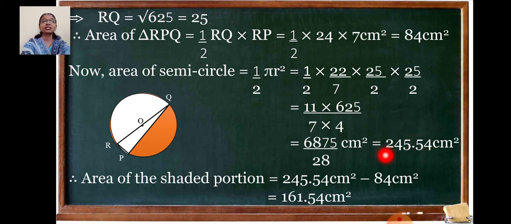Now let us perform the subtraction to get the required shaded region's area. From this semicircular area, we'll subtract the area of the triangle. So therefore, the area of the shaded portion is equal to 245.54 minus 84 centimeter square, and the answer is 161.54 centimeter square. Understood? Now next.